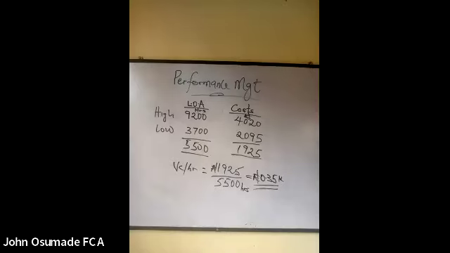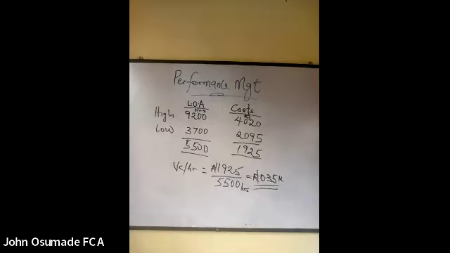Now the highest figure of the level of activity, which is in hours, is 9,200. And the corresponding cost in the question is 4,020 naira. The same goes for the lowest. The lowest figure of level of activity is 3,700 hours. The corresponding cost is 2,095.